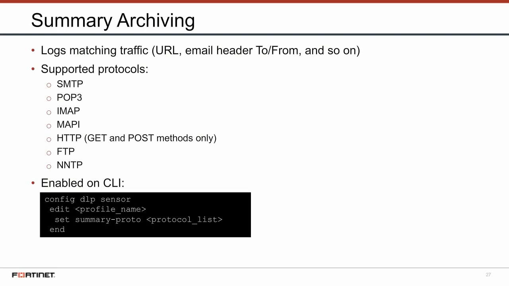full archives here. Summary archiving records a log message that summarizes the traffic and therefore varies by protocol. For example, for an email message, the summary archive would contain the sender's email address, the recipient's email address, and the size. When users access the internet, FortiGate logs record every URL they visit.